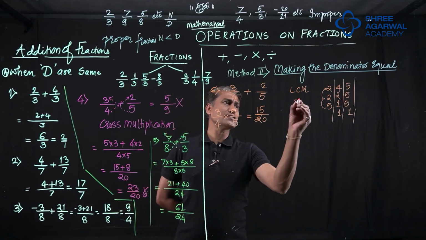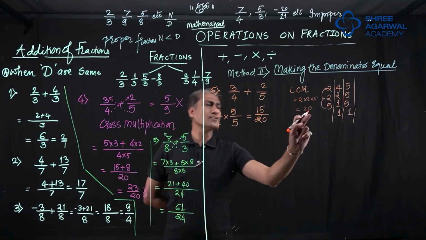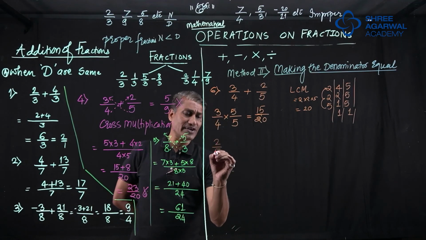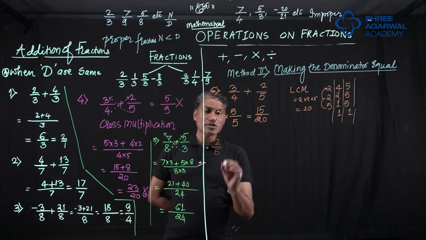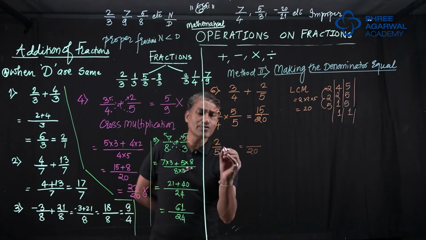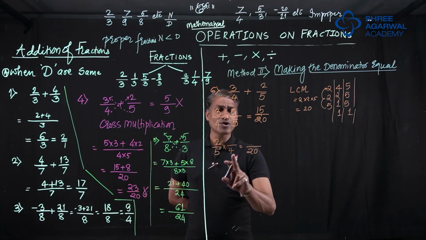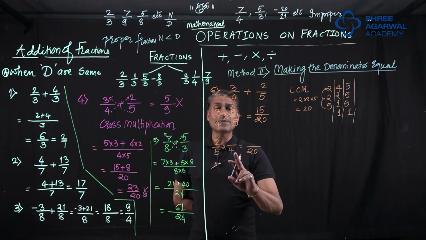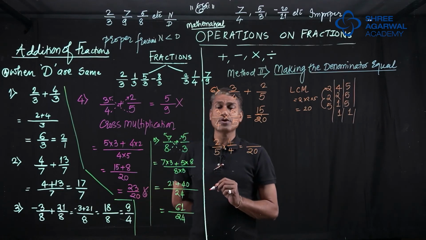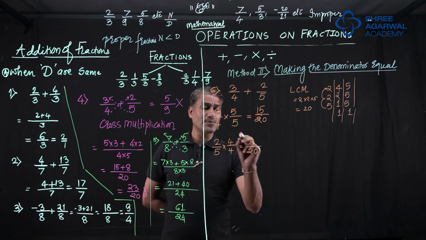So the LCM is 2 into 2 into 5, which means 20. This number we want in the denominator of both the fractions. Okay. Now we will take 2 upon 5. Now this 2 upon 5 also should have the denominator 20. What should we do to 5 so that we get 20? We should multiply by 4. 5 4s are 20. Because we are multiplying the denominator by 4, we have to multiply the numerator also by 4. 2 4s are 8. So this 2 upon 5 became 8 upon 20.